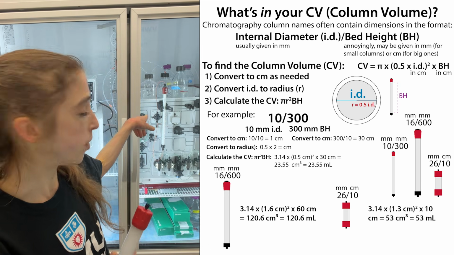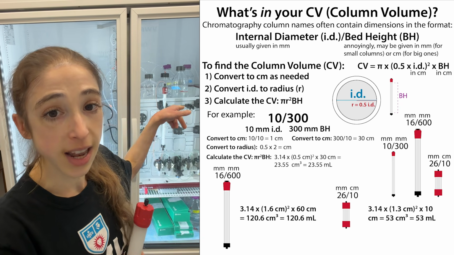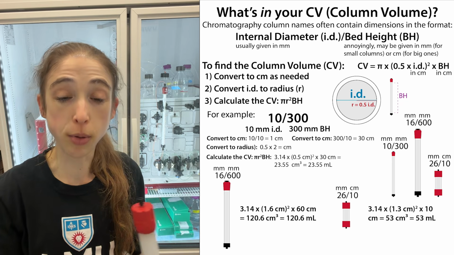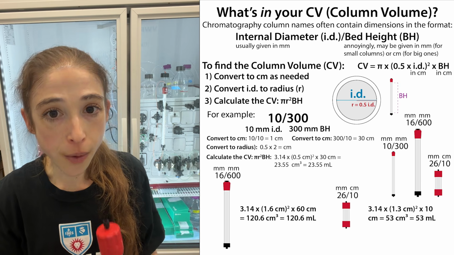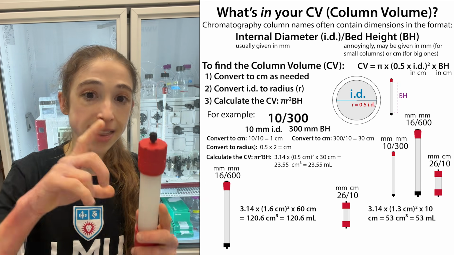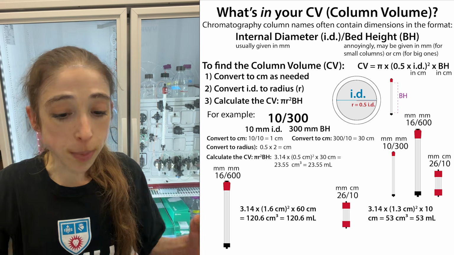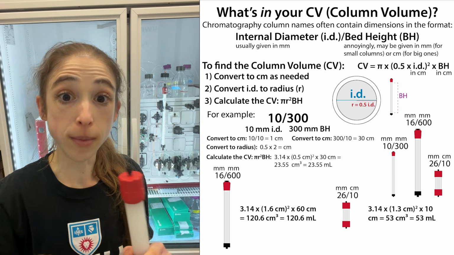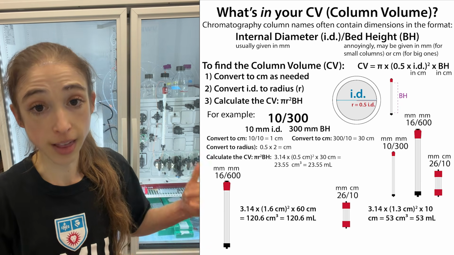So for the example of my Superdex 10/300, I take that 10 divided by 10, I get 1, divide that by 2, I get 0.5, square that, multiply that by 3.14, and then multiply that by the height in centimeters, so 300 divided by 10 is 30. Multiply all that, and I end up with a value of about 24 milliliters. So 23.55 milliliters is the column volume for that.